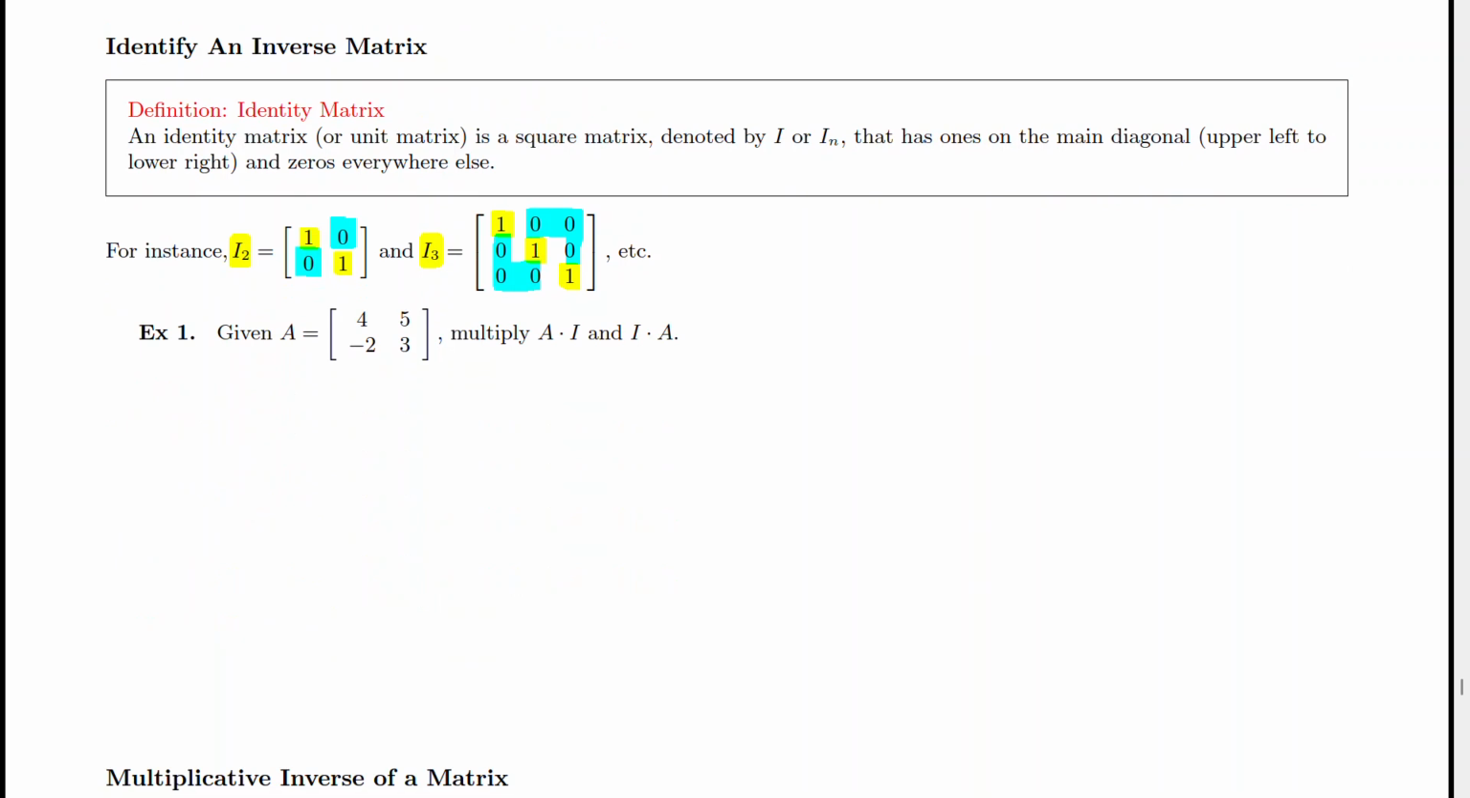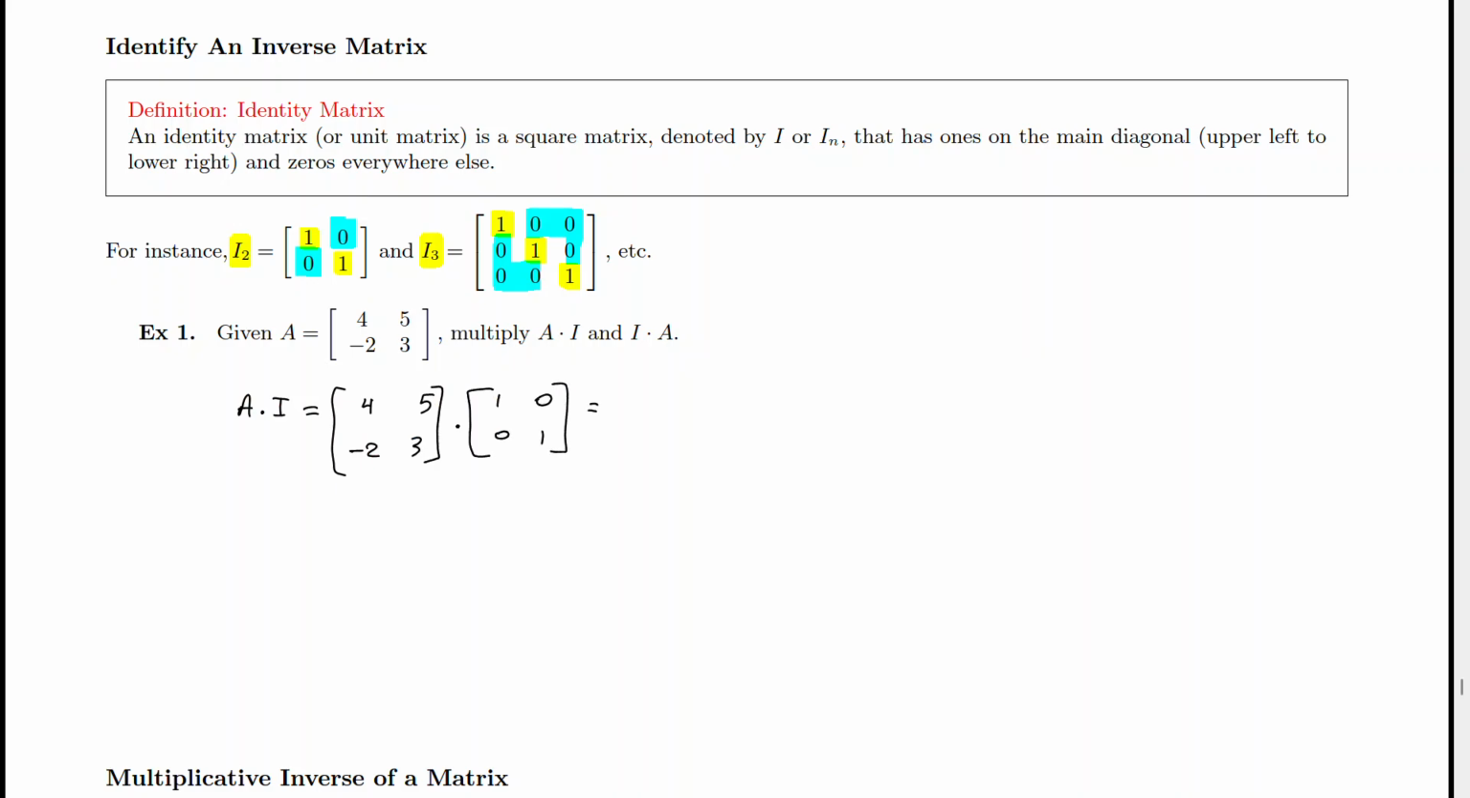We're given a matrix A, and we are expected to multiply A with I, then I with A. Now, because this A is a matrix of size 2 by 2, the I that we're talking about in this problem is I2, which is this one over here. So let's begin by performing the product of A times I. So A is 4, 5, negative 2, and 3. And we want to multiply that by the matrix I, which is, in this case, 1, 0, 0, 1.